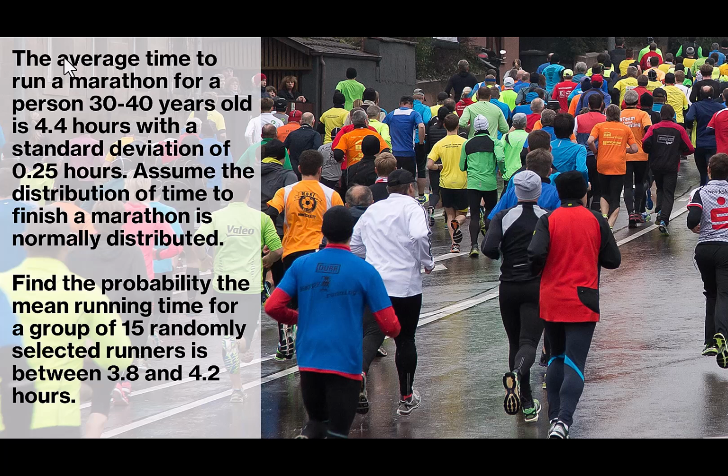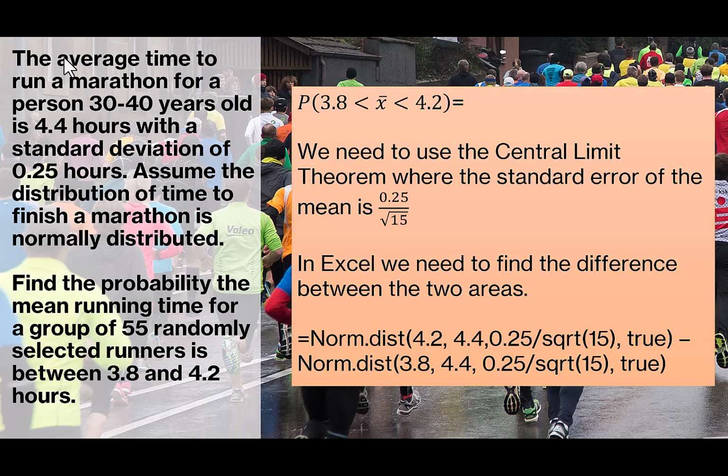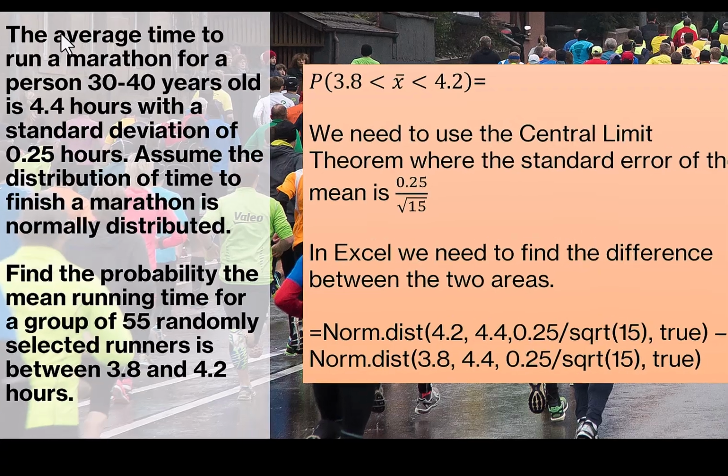Then our last part says find the probability the mean running time for a group of 15 randomly selected runners is between 3.8 and 4.2 hours. Now we need to use the central limit theorem, where the standard error of the mean is the standard deviation 0.25 divided by the square root of 15. So in Excel, again, we're going to find the difference between the two areas, but you're going to put in divide by the square root of 15 in both of the commands that we did the first time.